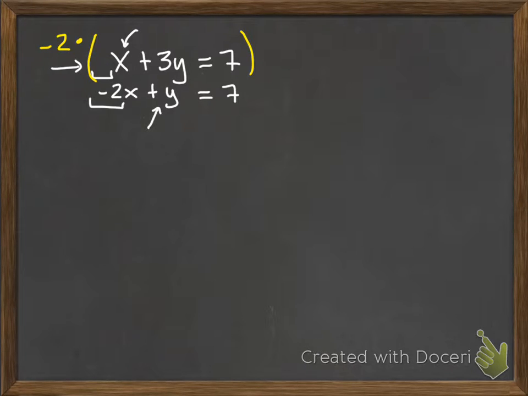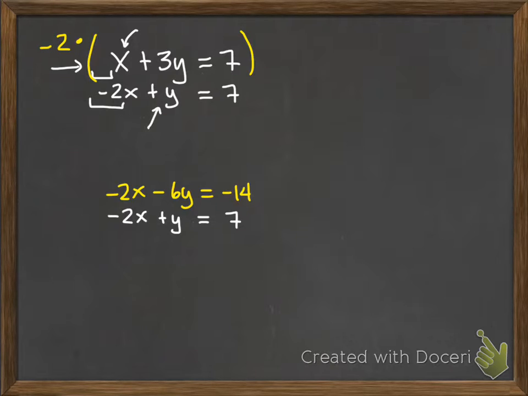So now we have negative 2 times x. And then we have a 3, but we have negative 2 times 3, so that gives us negative 6. And then we can't forget our right-hand side. We started out with a 7, but we multiply it by negative 2, so this is a negative 14. Okay, we're halfway there. We're going to rewrite the other one that we had before. So this is negative 2x plus y equals 7.